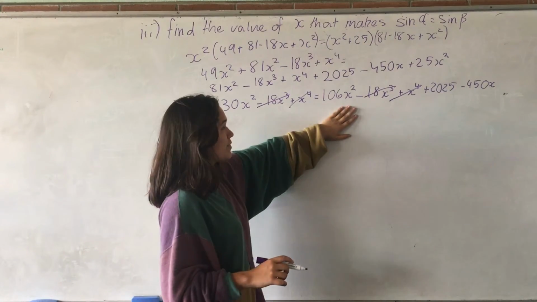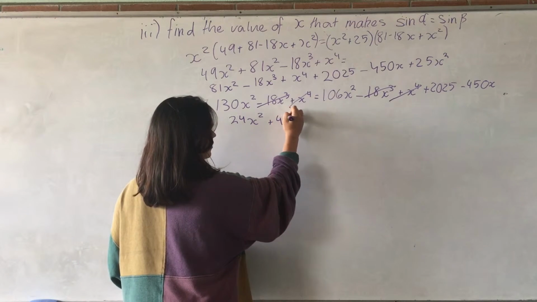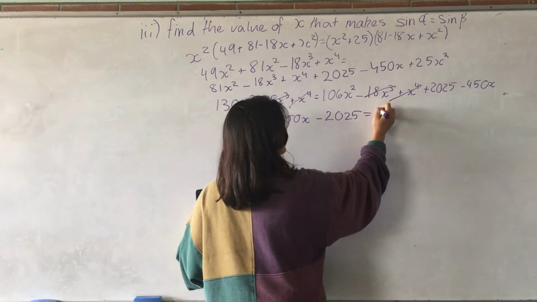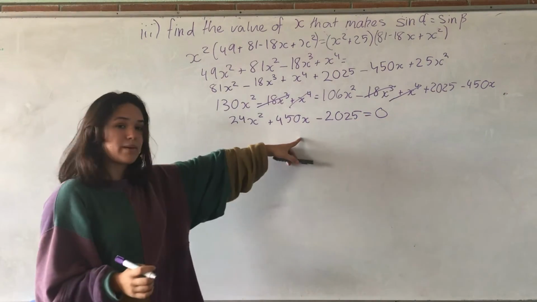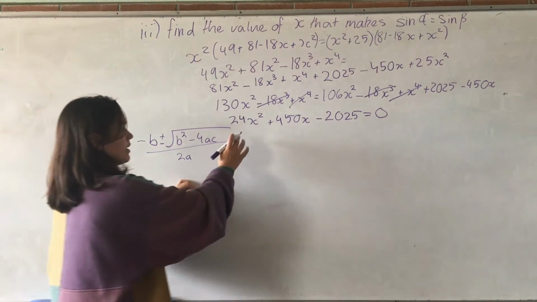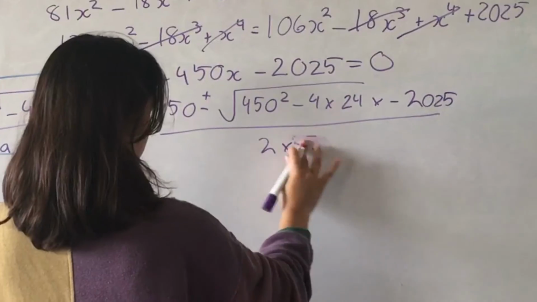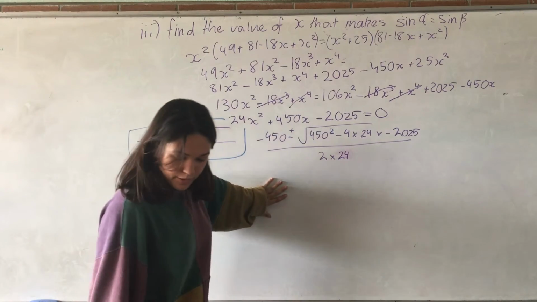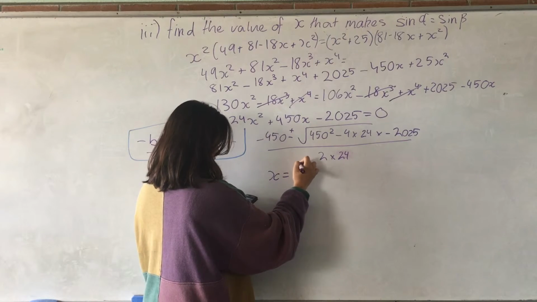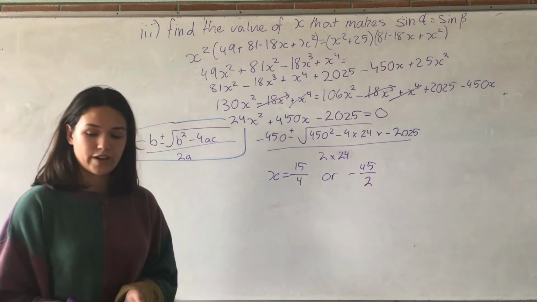I'm going to move everything from the right-hand side onto the left-hand side. x squared plus 450x minus 2025, and that's going to equal 0. Moved everything over. The best part about this is that we've now got a quadratic. Here's our quadratic formula again, and I'm just going to substitute my a, b, and c values into that formula. Now that I've copied out my quadratic formula, it's going in the calculator. First x value is equal to 15 over 4. And our second x value is negative 45 over 2.